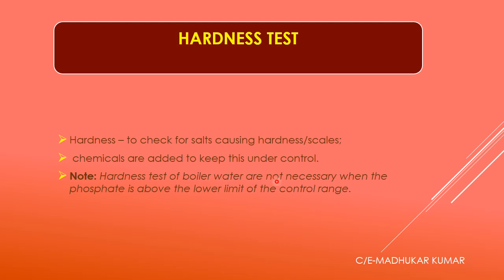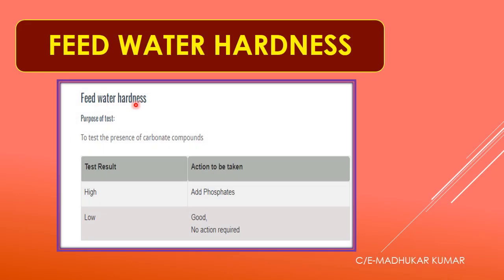Hardness tests of boiler water are not necessary when the phosphate is above the lower limit of the control range. This is the note which is being given. You can see over here feed water hardness. What is the purpose? As we have seen, it is to test for the presence of carbonate components, because these are the causes of hardness. If the test result shows high, add the phosphates. If it is low, good, no action is required.